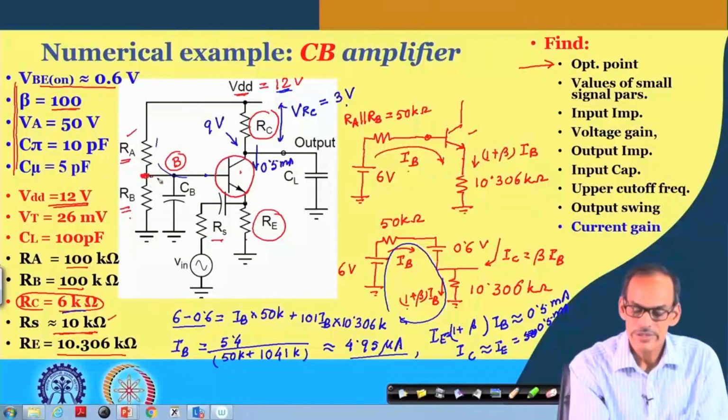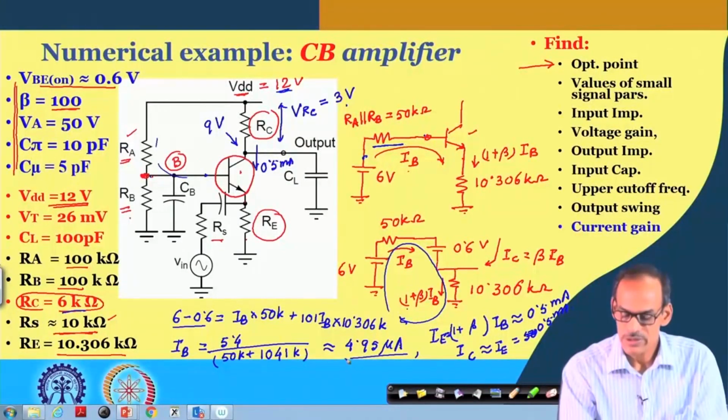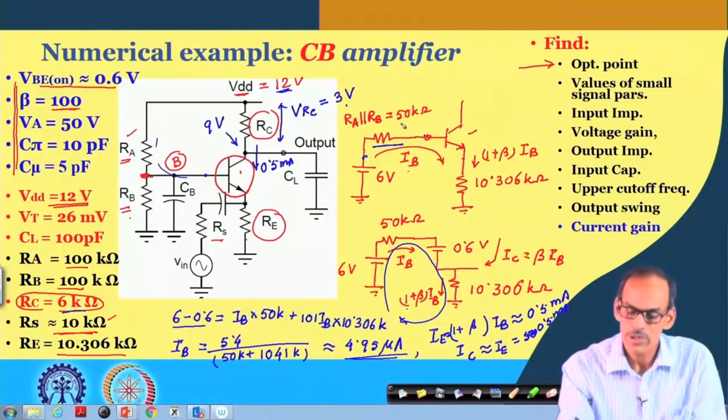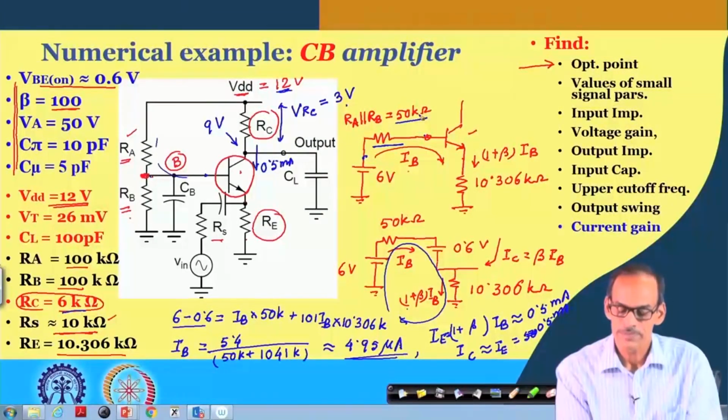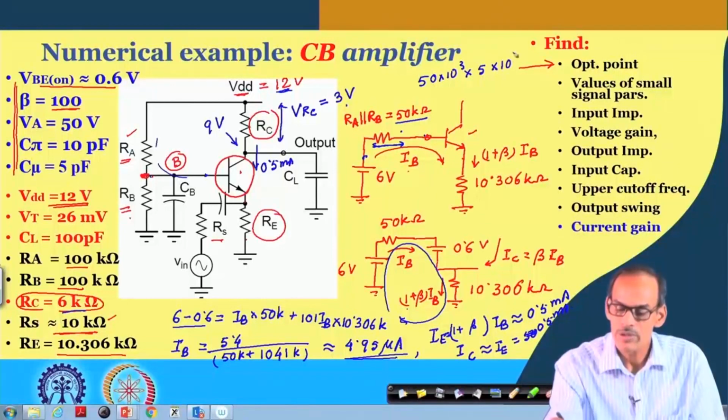So, it is not just the entire 6 volt coming here. In fact, I should consider this drop also, and this current, as you have seen, is very small, close to 5 microampere. So, 5 microampere multiplied by 50 kilo. The drop across this resistance is 50 K multiplied by close to 4.95, approximately 5 microampere, 10 to the power minus 6.